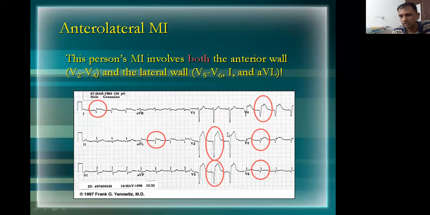In a STEMI, at least the whole vessel is blocked, so you can thrombolyse or do a primary angioplasty, so you can remove the blood clot. But in non-ST segment elevation MI, you will have an incomplete blockage of the coronary arteries. That's much more dangerous, and that's why it needs to be monitored very closely.